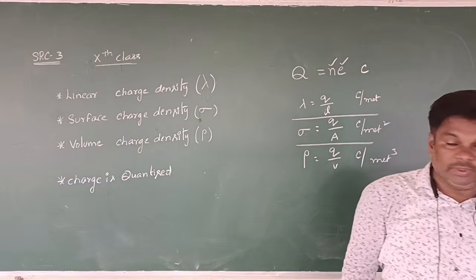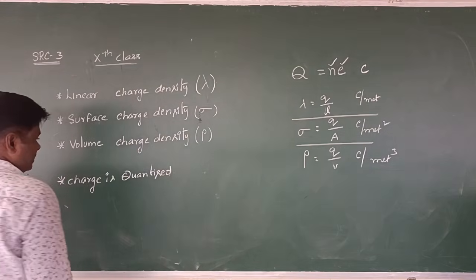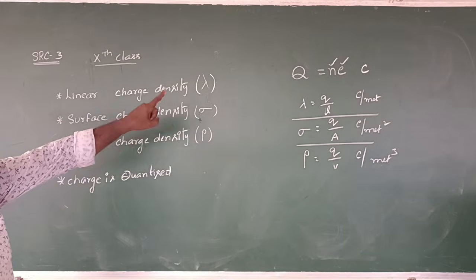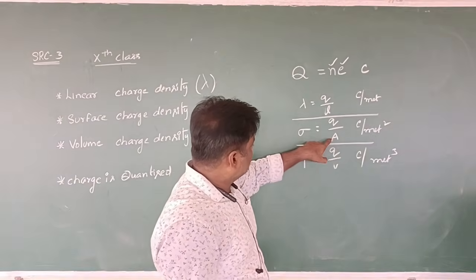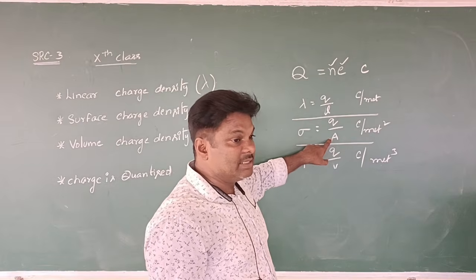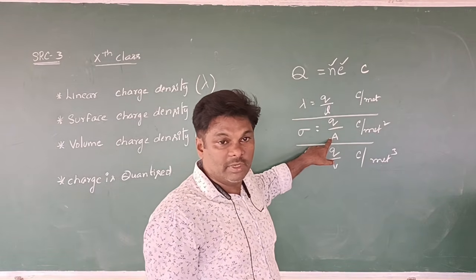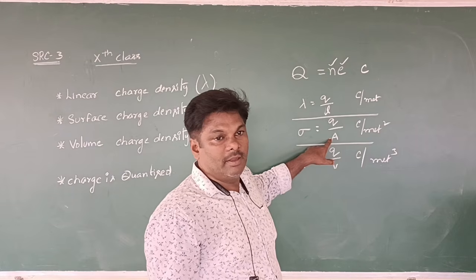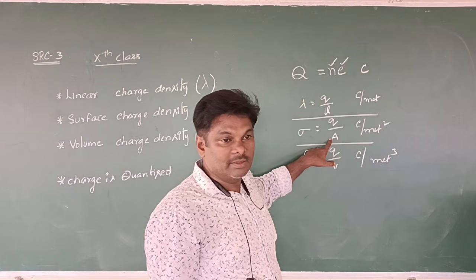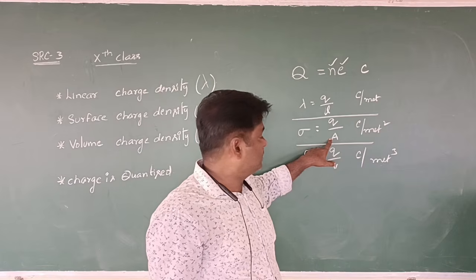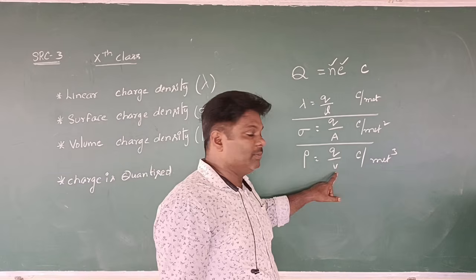And in today's class, we came to know about linear charge density, surface charge density, and volume charge density, and the charge is quantized, and the 4 formulas. If this area is changing, suppose a circular shape is given, your area formula is pi r square. If a square sheet is given, your area formula is length square. If a rectangle is given, then your area will be length into breadth. Volume also will change.